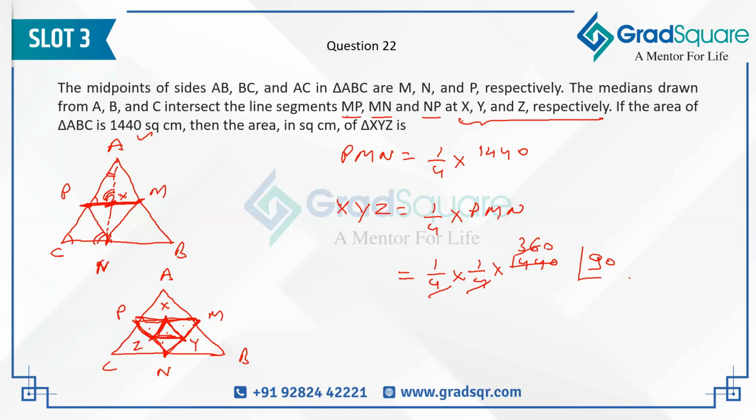So what will be the area of XYZ? It is going to be 90 square meters. That will be the answer for question number 22.